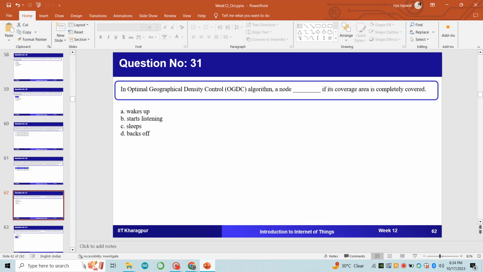Next question: in the optimal geographical density control algorithm, a node blank if its coverage area is completely covered. Options are wake up, start listening, sleeps, back off. C, sleeps. Right, sleeps is correct, C.